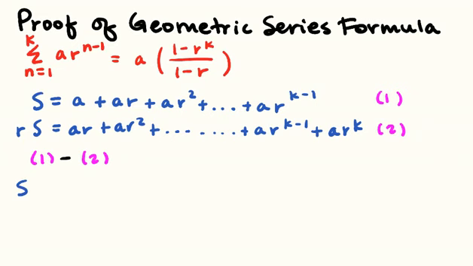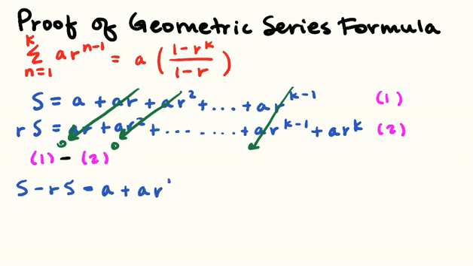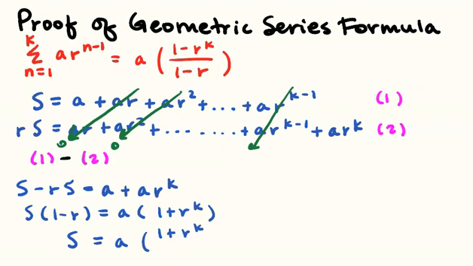And I'll have S minus R times S, that wasn't very good, equal to. And then when I go to subtract, I'll have AR minus AR is 0, and AR squared minus AR squared also 0. All of these things are going to subtract to 0, okay, except for the A and the A times R to the K. So now I'm going to do a little factoring. I'm going to factor the S out of the left side, and I'm going to factor the A out of the right side. And then I'm going to divide both sides by 1 minus R, and I'm going to get A times 1 plus R to the K over 1 minus R. Okay, and I'm realizing I had claimed that it was 1 minus R to the K.